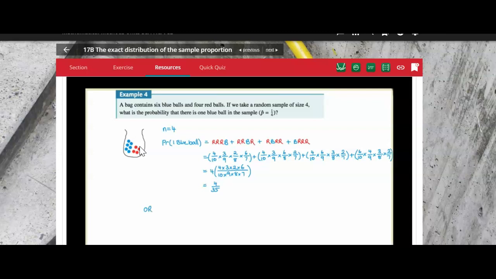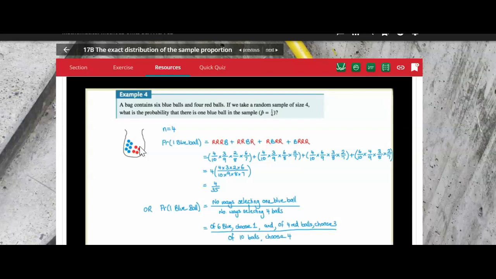Another way that you could do this question is using combinations, where the probability of getting 1 blue ball out of the bag, having selected 4, would be the number of ways of selecting 1 blue ball out of the total number of ways that we could select 4 balls. So the number of ways of selecting 1 blue ball means of the 6 balls, we want to choose 1 of them only, and of the 4 red balls that are in the bag, we want to choose 3 of them. So that's how we get 1 blue ball out of a selection of 4.